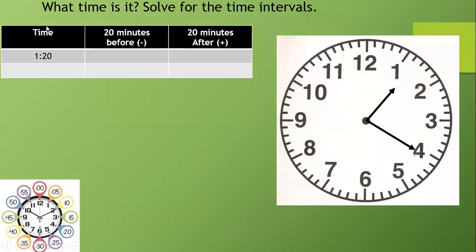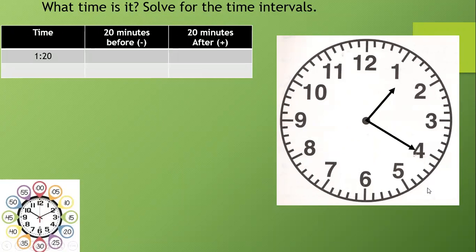Our first question says, what time is it? Solve for the time intervals. Looking at the clock, boys and girls, we see that it is 1:20. We're starting at 1:20, and we want to find out what time it will be 20 minutes before and 20 minutes after. Let's start off looking at 20 minutes after, which is going clockwise on our clock, because it's just a little easier, in my opinion anyway.